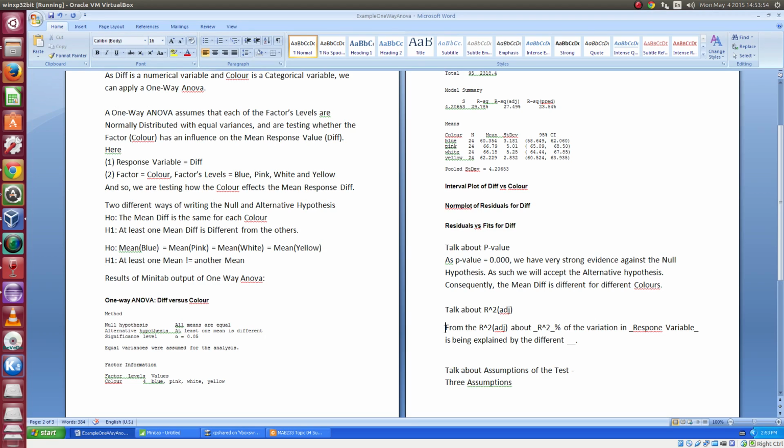So here we see, as I said, we can just use this from the R-squared value, which was roughly 24%.